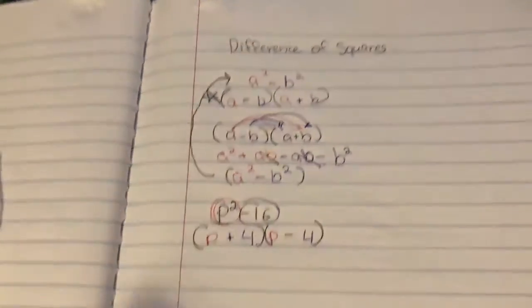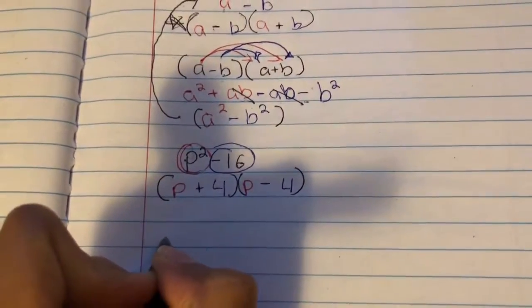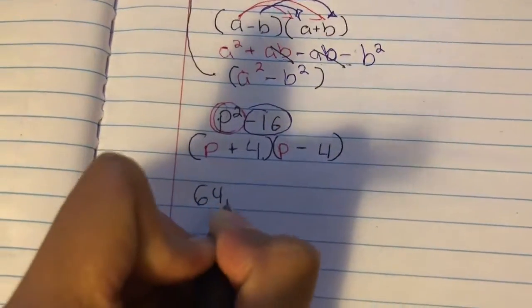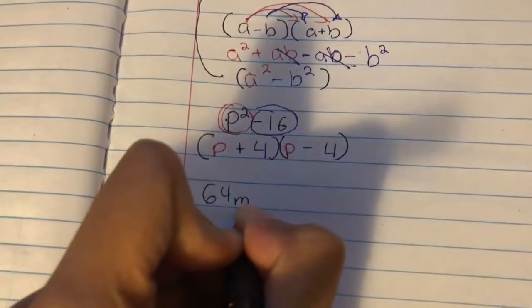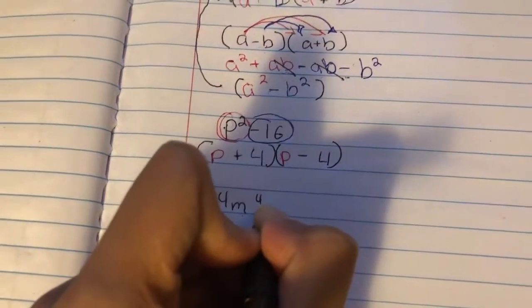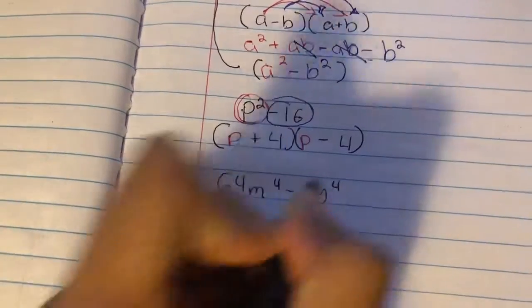Okay, I found one. So 64m to the power of 4 minus 4y to the power of 4.